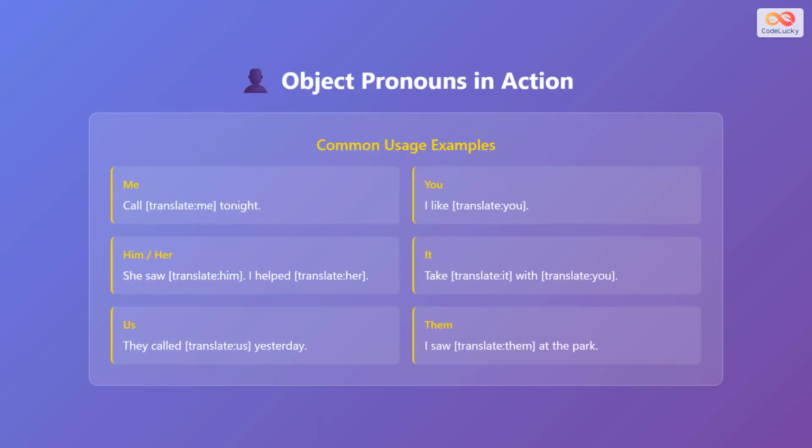Let's look at common examples of object pronouns being used. We can say, call me tonight. Here, me is the object pronoun. We can say, I like you. Here, you is the object pronoun. She saw him uses him as the object pronoun, while I helped her uses her. Take it with you uses it as the object pronoun. They called us yesterday uses us, and I saw them at the park uses them.